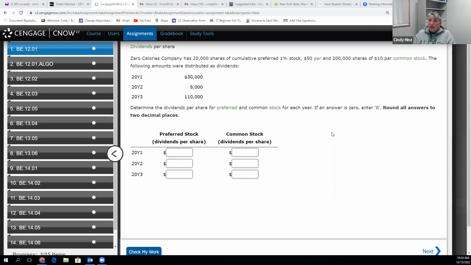Looking at our first exercise, again, you can see that the first few exercises are from chapter 12, then chapter 13, and finally chapter 14. So in chapter 12, we were looking at stockholders' equity.